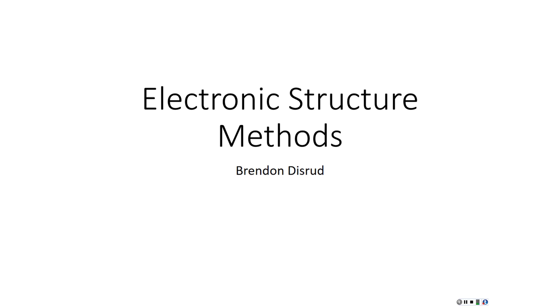My name is Brendan Disrud, and I'm going to give a brief overview of electronic structure methods in computational chemistry. First off, what do these do? The simplest way to say what they do is they help us calculate the energy of a system and the energy of the parts of the system.